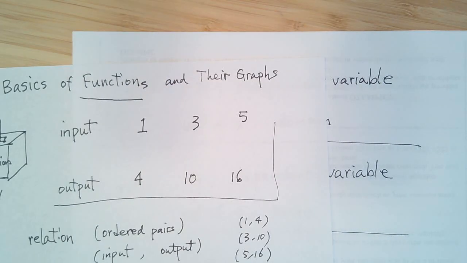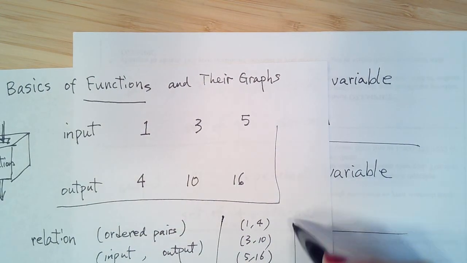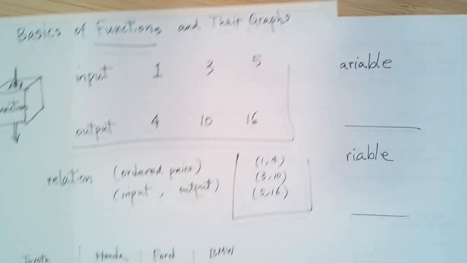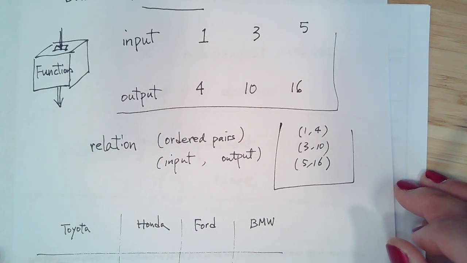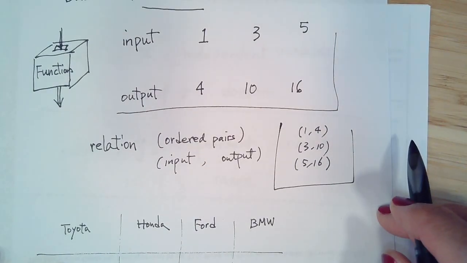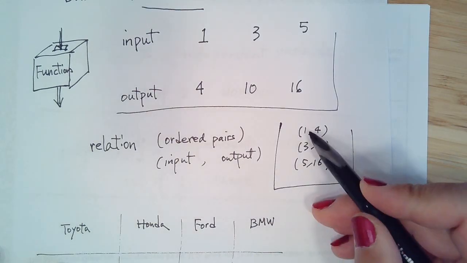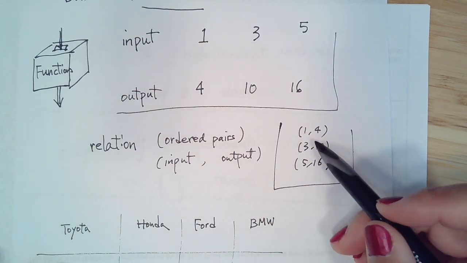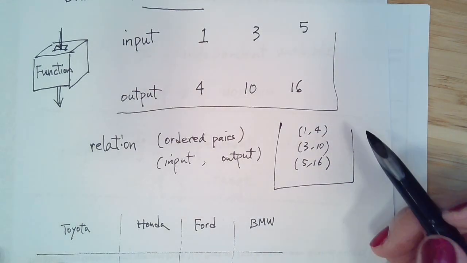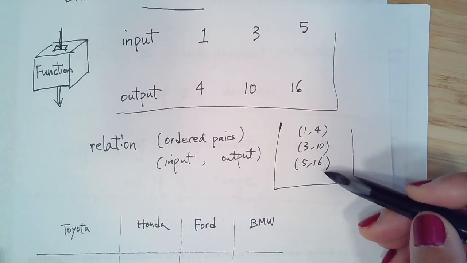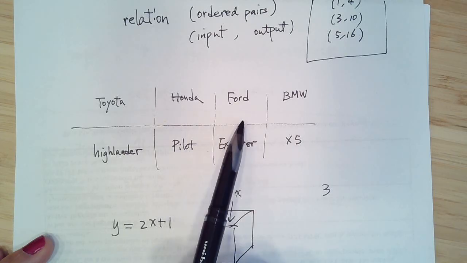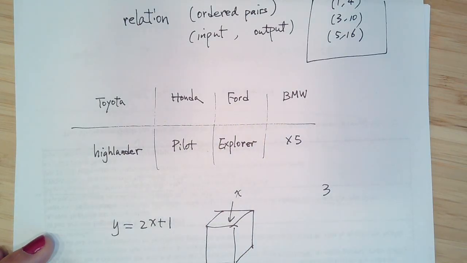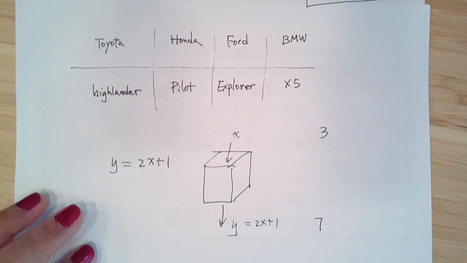Now look at this relationship. I only give you this, and what is the domain? The domain is about x. It is what the x value can be, or what the input can be. So the domain is 1, 3, 5. The range is 4, 10, 16. And for this one, what is the domain? The domain is Toyota, Honda, Ford, BMW. What is the range? The range is Highlander, Pilot, Explorer, X5. Okay, now this one.